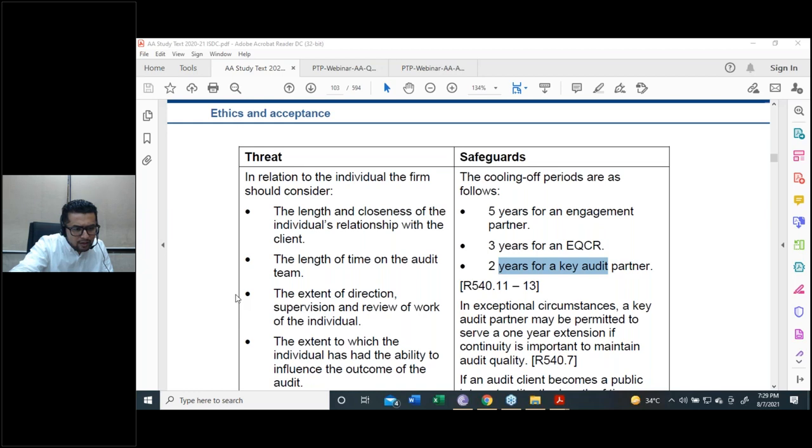A firm having undue dependence on total fee from a client, yeah, that is a possibility. That varies. If you're not a big four audit firm, but your client is a Fortune 500 company, a big company, automatically this threat will be created.